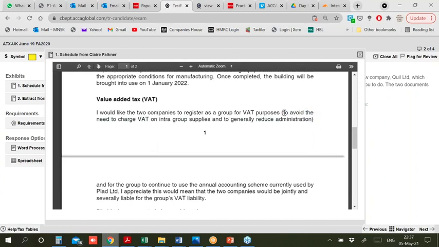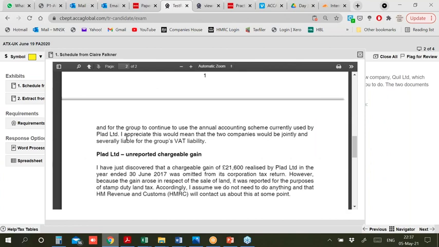Because she already knows that by forming a VAT group, she'll be able to save admin cost and she will not have to charge any intra-group VAT. And for Plaid, for the group to continue to use the annual accounting scheme currently used by Plaid Limited. I appreciate this would mean that the two companies would be jointly and severally liable for the group's VAT liability. So she also knows that both of the companies will be liable for the VAT liability.